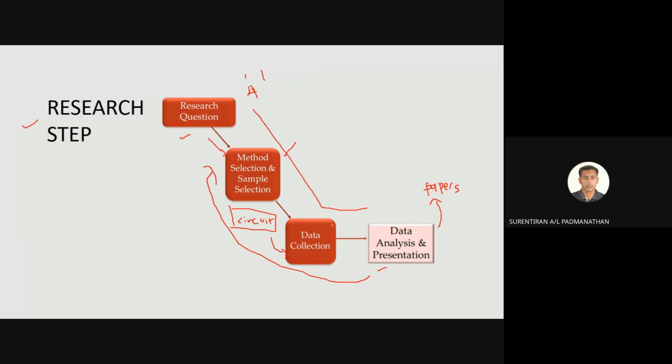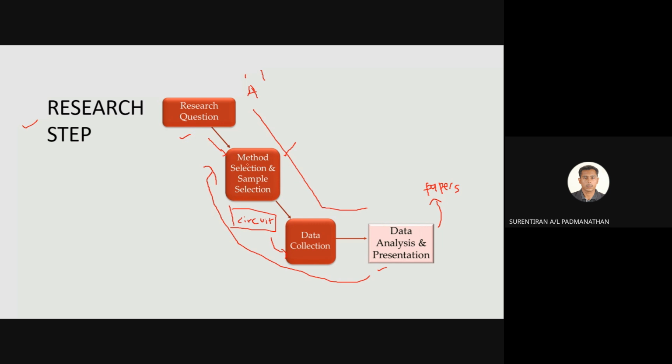Then after that, you do the data collection. Then you analyze the data. Once you analyze the data, you get the results. You publish the papers. You submit the papers for review. Once the experts review and accept, then it will get published. Now this is the flow of your research method.